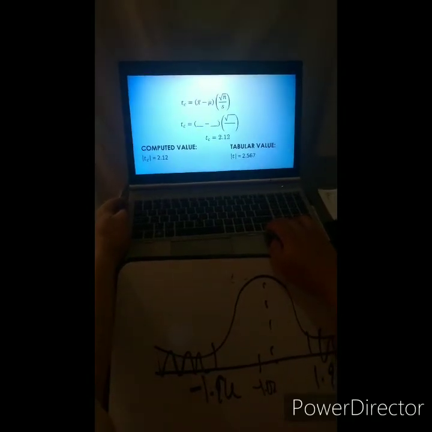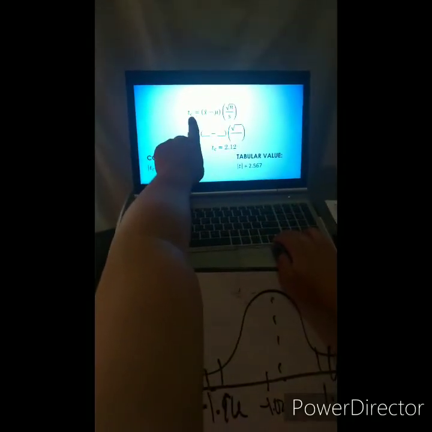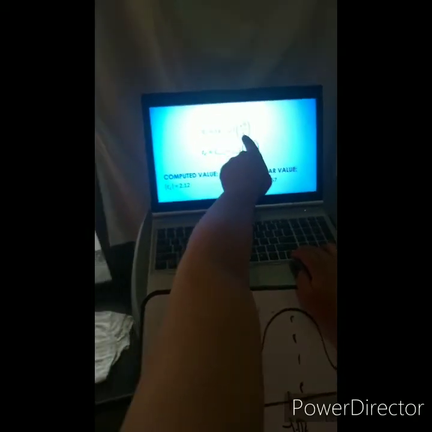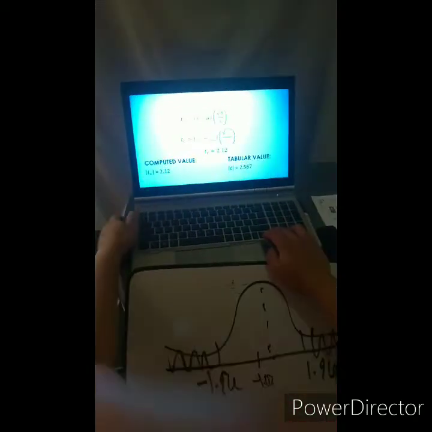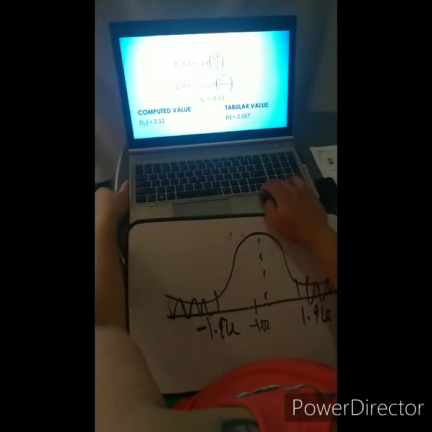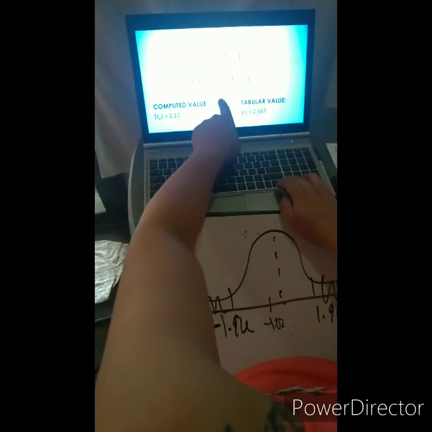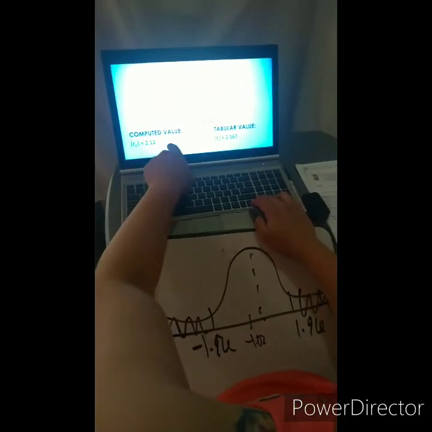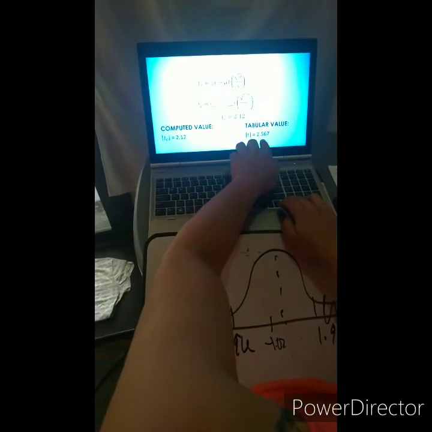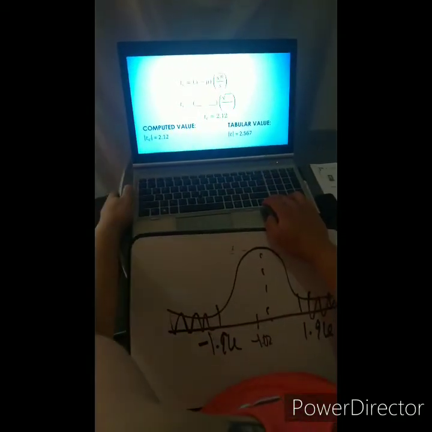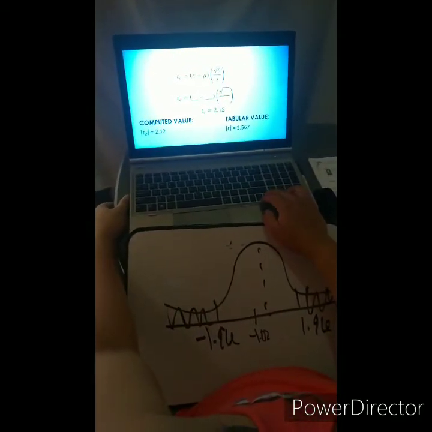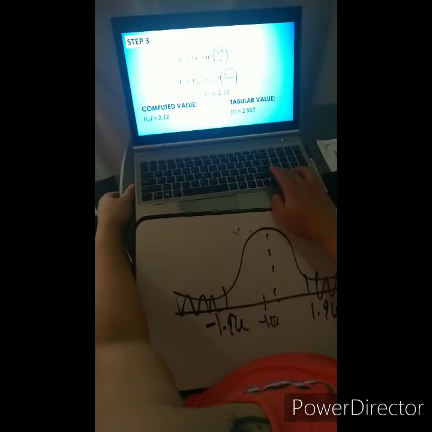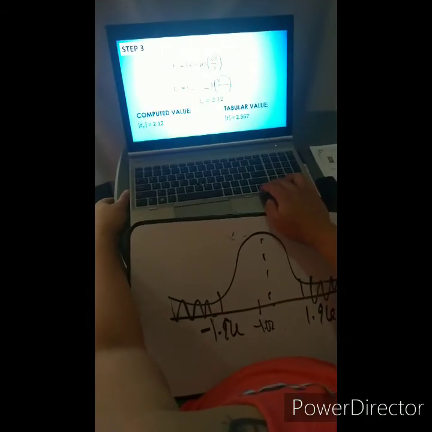Let's now solve. Same formula. We just have to change the population standard deviation to the sample standard deviation. If you are going to answer that, the t computed value is 2.12. Again, our computed value is 2.12. Our tabular value, which we have seen in the table, is 2.567. That is step 3.